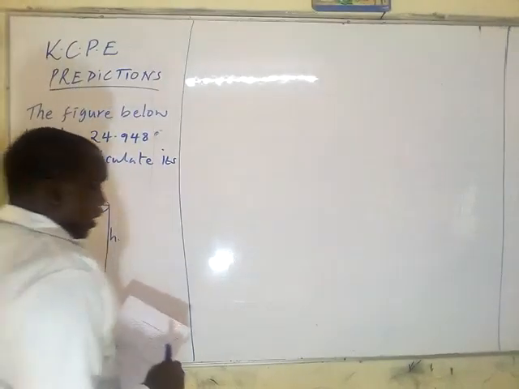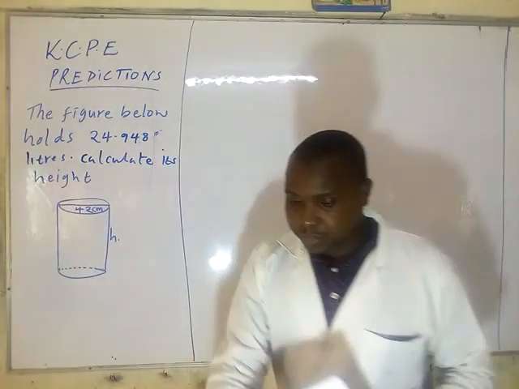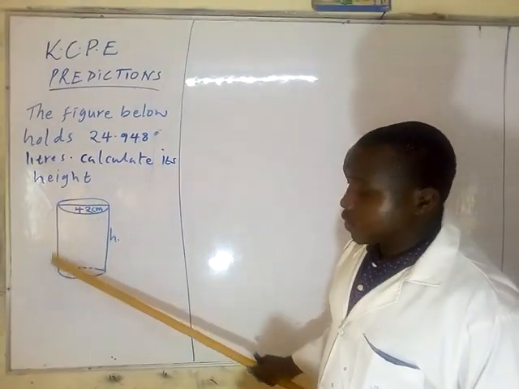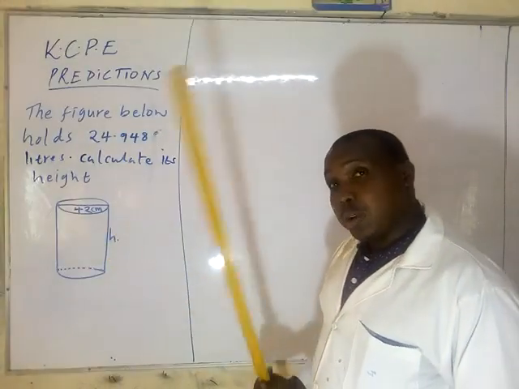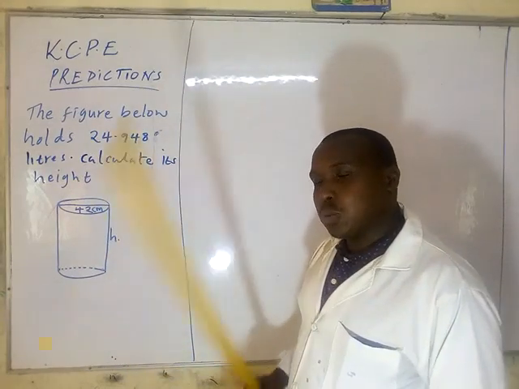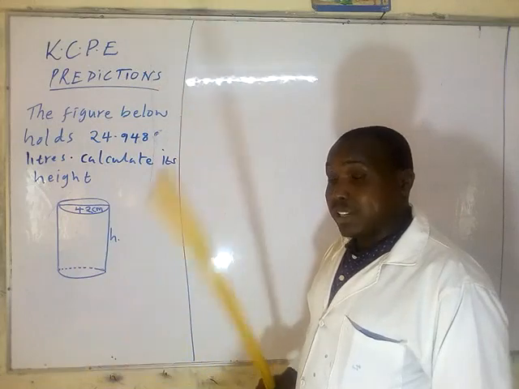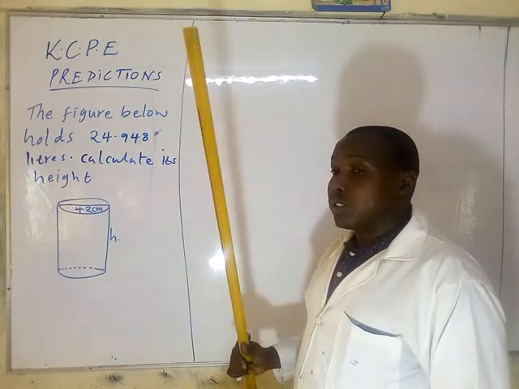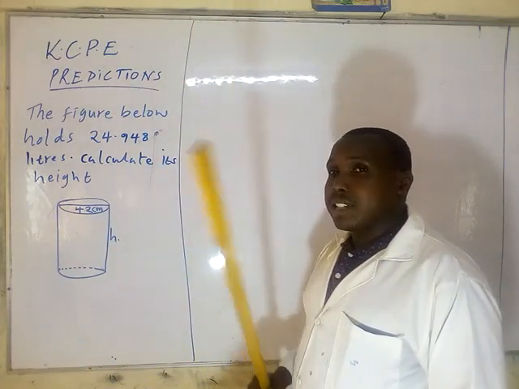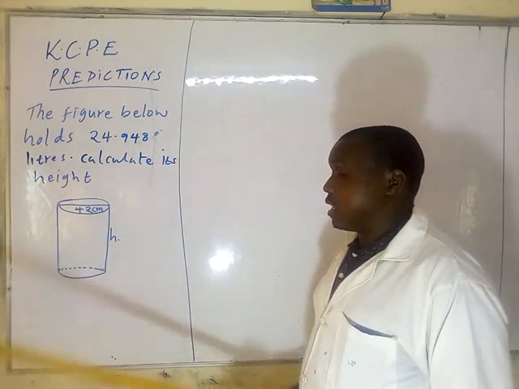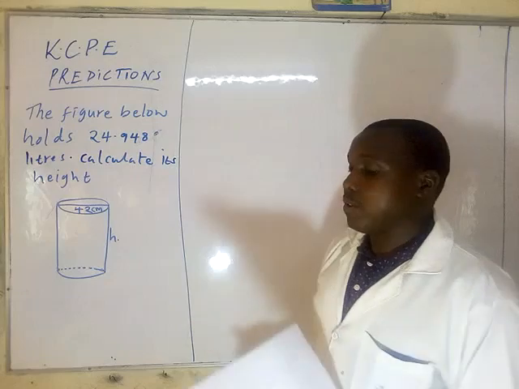So we will start with this figure here. We have a cylinder here. This figure is called a cylinder. So you must know the formula of a cylinder for getting the volume, and how to get the total surface area of a cylinder. You should know those things. The formula should be at your fingertips.